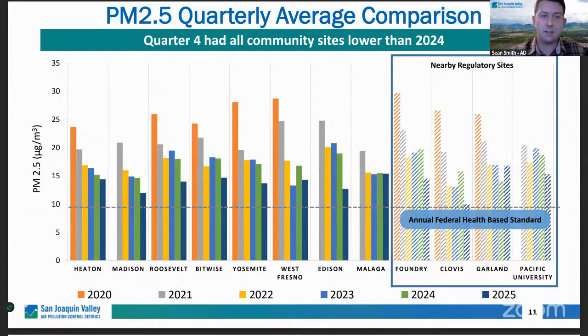And the concentrations are depicted on the left-hand side for your reference. And then it's also compared to the nearby regulatory sites, which are reflecting that as well, the general trend towards that 9 micrograms per meter cubed.